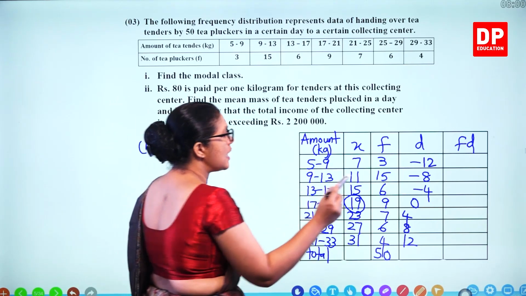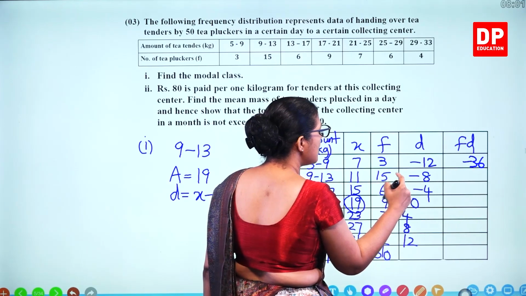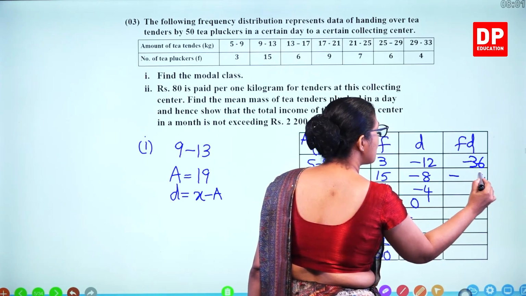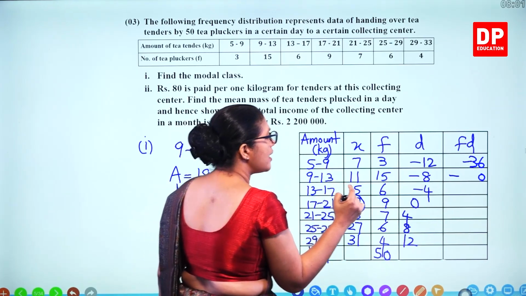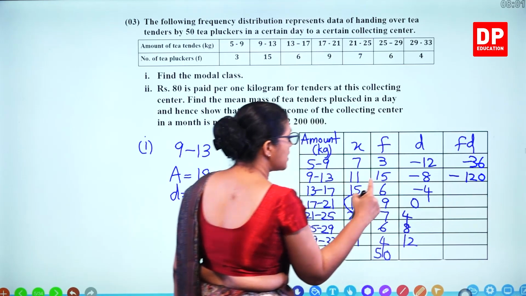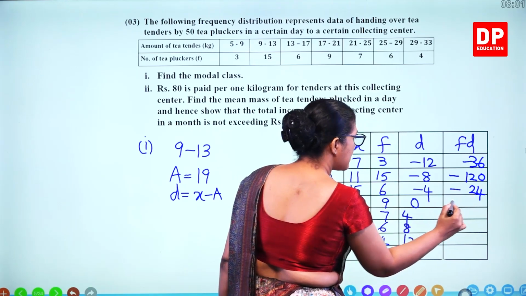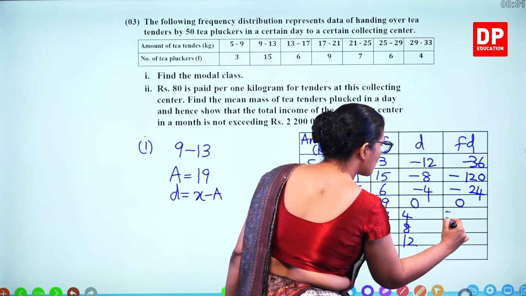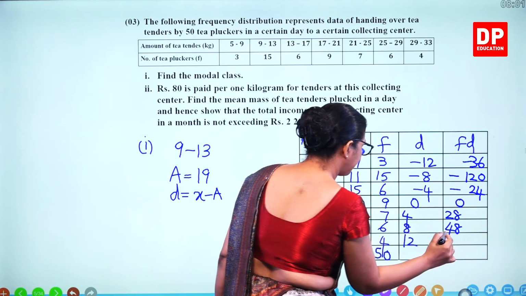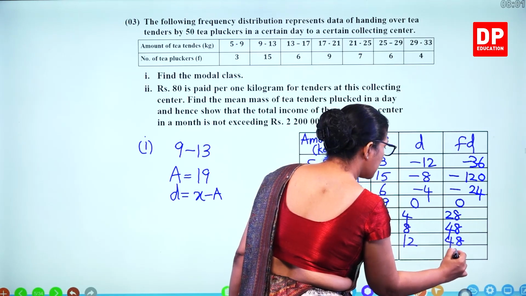Minus 12 times 3, minus 36. 8 times 5, minus 40. 4 times 9 is 36, minus 36. 6 times 4, 24, that's 0. 7 times 4, 28. 6 times 8, 48. 4 times 12, 48. Now add it.